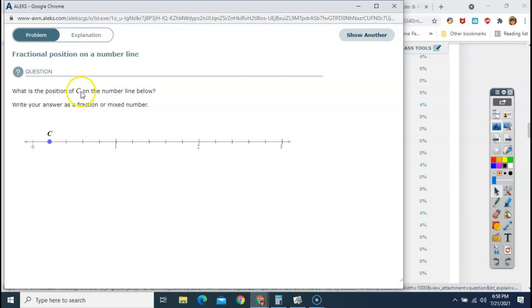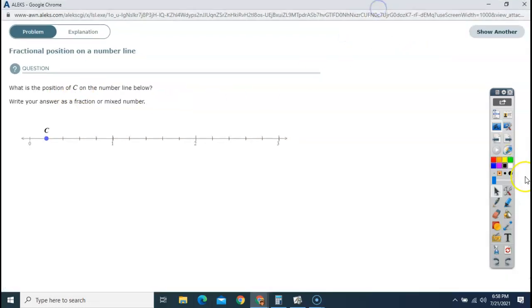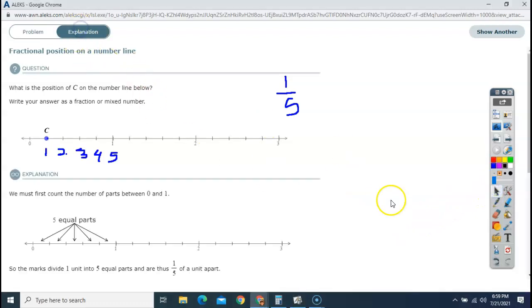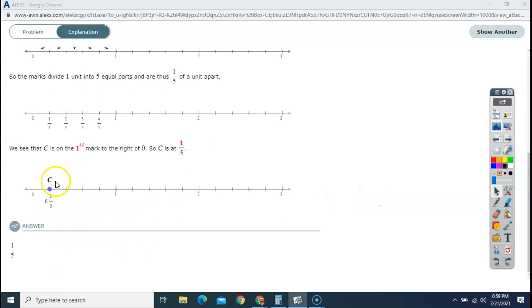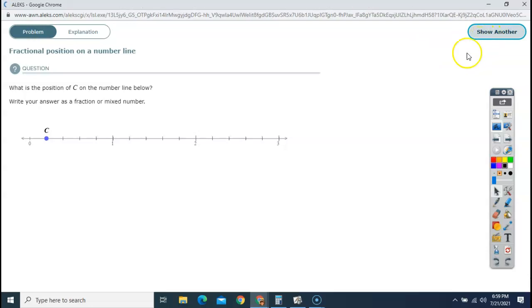Okay, so what is the position of C on the number line? Well, first I got to look at how many spaces are in between 0 and 1. So there's 1, 2, 3, 4, 5. So each one will be considered 1/5 of a point. So if I go from here to the first plot, that's considered 1/5. And here's my explanation. The first point is 1/5. All right, let's go to another one.